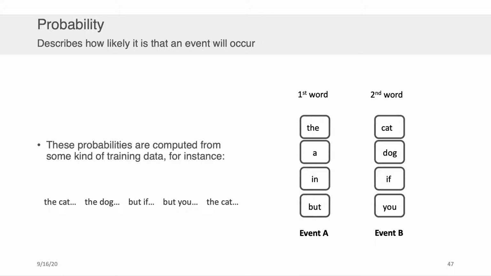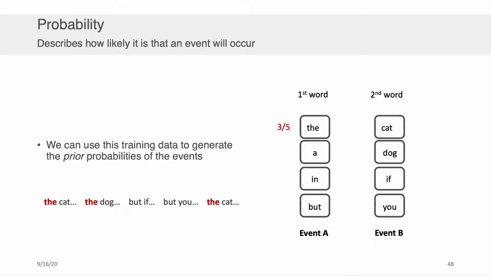Now, once we've gone about describing the world this way, we might be interested in making some estimates about the probability of the event A and the event B. And usually, if we wanted to do that, we would take some training data. So for example, let's say we had the very simple training data set that I've shown on the bottom there. The cat, the dog, but if, but you, and the cat.